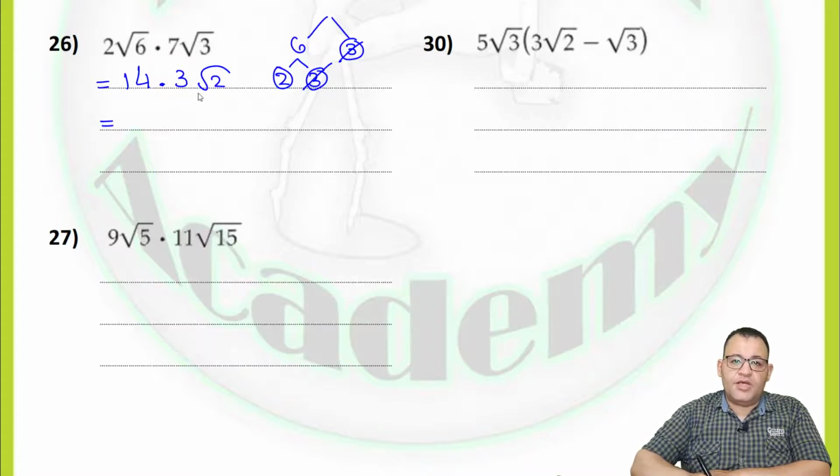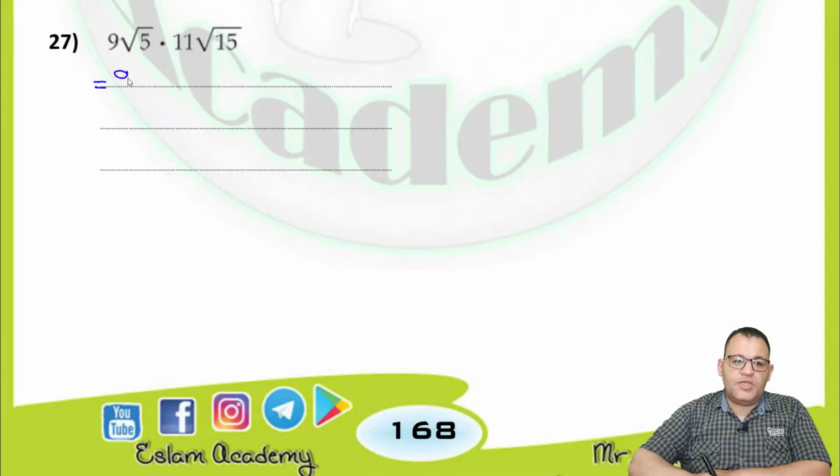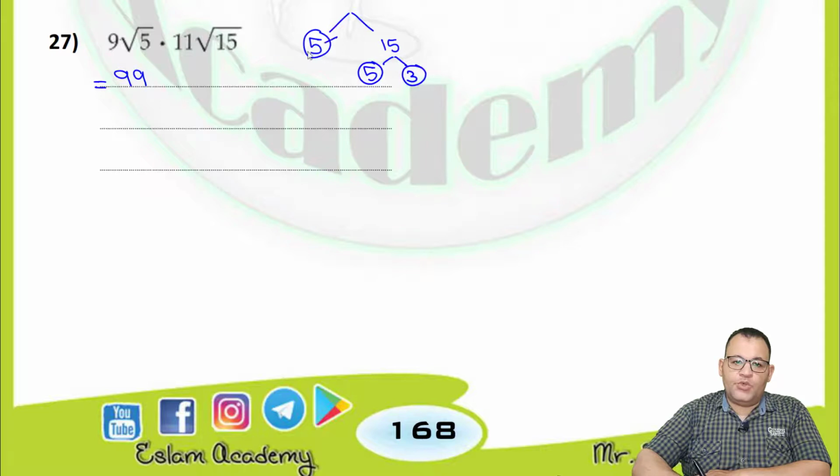Now we have 14 times 3, which equals 42. 42, the square root of 2. 9 times 11, which equals 99. The square root of 5 times 15, because we have a square root, so we just write 5 and 15. That's 5 as a prime number. 15 will be 5 times 3. From each 2 repeated numbers, we just take 1 outside and still we have 3 inside.